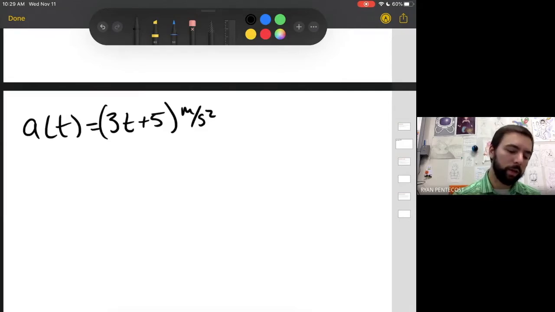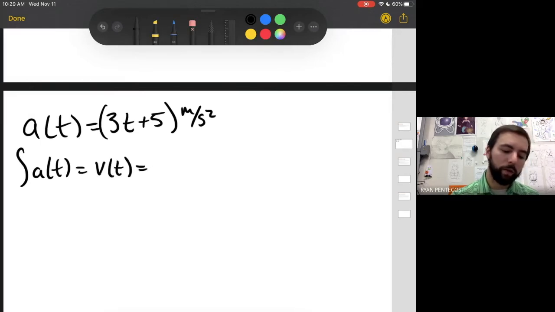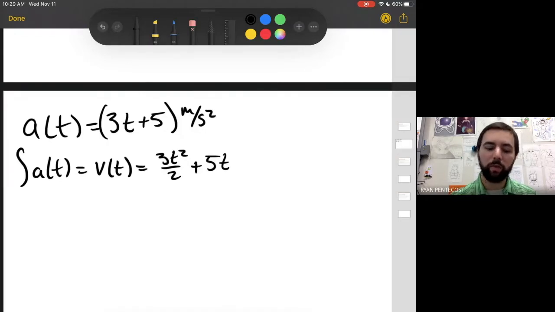So let's take the integral of that, which would be v of t. Right? We can actually write that real quick. Integral of a of t will give us v of t. So then we take the integral of 3t, which would be 3t squared over 2, right? Add 1 to the exponent, then divide by that same exponent, plus 5 times t. You just give it the variable that it needs, plus c.